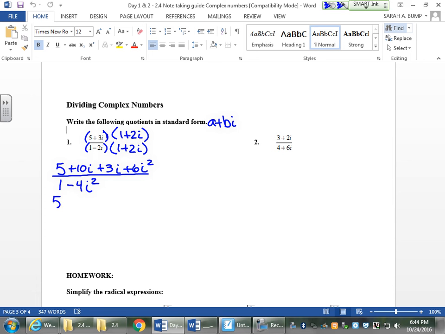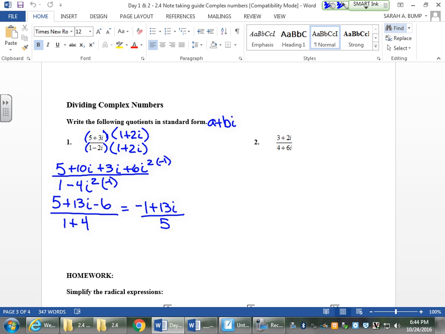The top, I'm going to get 5 plus 13i. This i squared is really negative 1. And 6 times negative 1 is negative 6. In the bottom, this is negative 4 times negative 1, which will become plus 4. Negative 4 times negative 1 is positive 4. I will then get negative 1 plus 13i over 5.